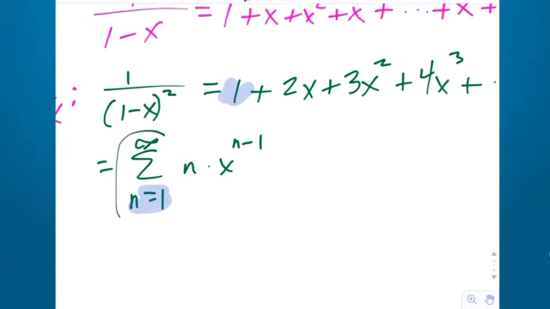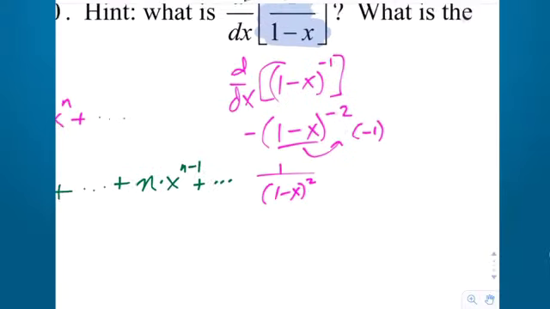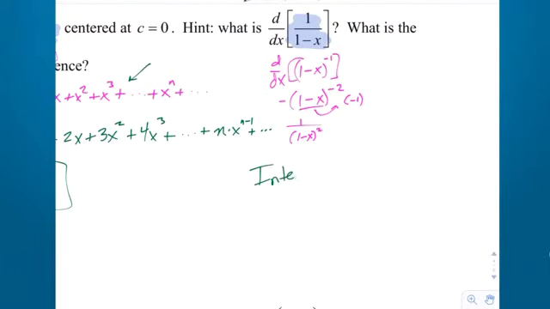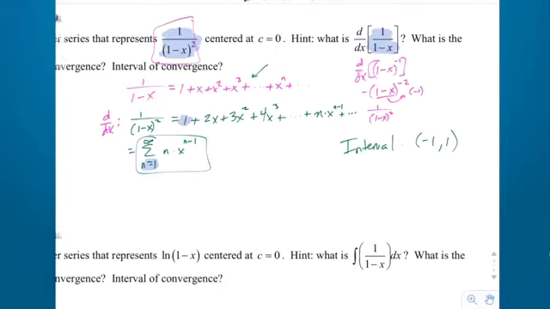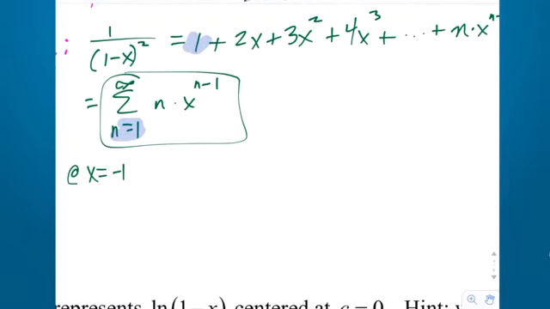And that's why it's important to always consider that right there. Okay, so now that I have it in this format, now I need to test the endpoints. I know that the old interval of convergence was negative 1 to 1, but because now I modified it by taking the derivative, I need to test the endpoints again. Okay, so derivatives or integrals keep the radius, but possibly change the interval, so test the endpoints. So this is kind of again what we did on Friday. Let's go ahead and test by plugging them in over here. So at x equals negative 1, we get the sum from n equals 1 to infinity of n times (negative 1) to the n minus 1.